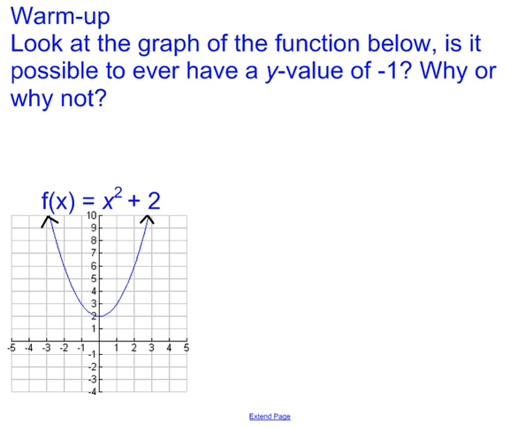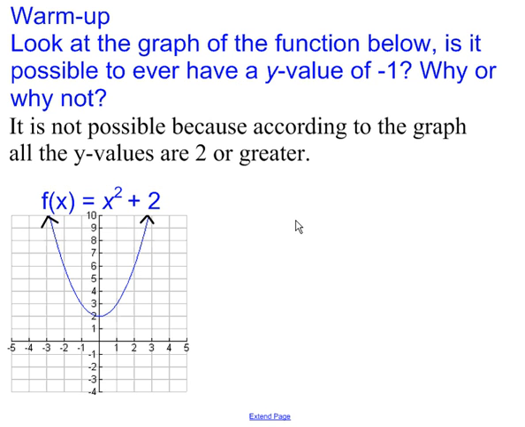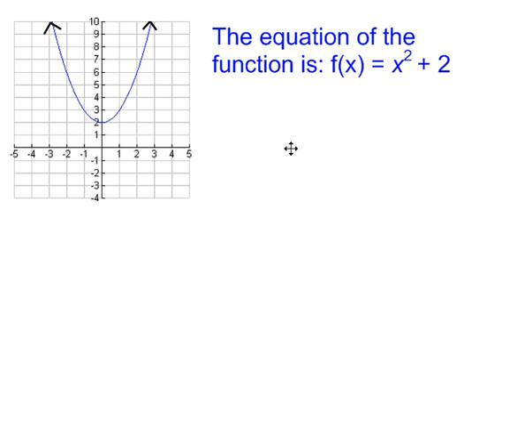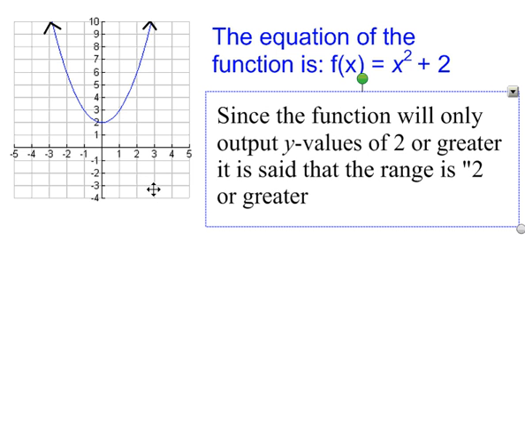Okay, so as a warm-up, I want you to look at the graph of the function below, and I want you to answer the following. Is it possible to ever have a y value of -1? Why or why not? So from looking at the graph, you can see that it's not possible because according to the graph, all the values of y are 2 or greater. Since the function will only output y values of 2 or greater, it is said that the range is 2 or greater.